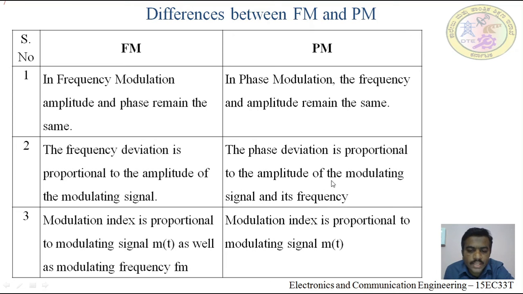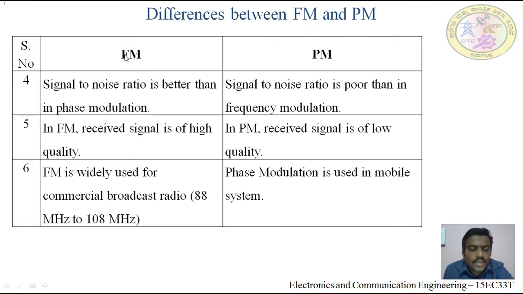It means that there is a change in the phase of the carrier with changes in the amplitude and frequency of the modulating signal. In frequency modulation, the modulation index is proportional to the modulating signal and the modulating frequency. But in phase modulation, the modulation index is proportional only to the modulating signal. In frequency modulation, the signal to noise ratio is better than the phase modulation. The signal to noise ratio is poor in phase modulation compared with the signal to noise ratio of the frequency modulation.